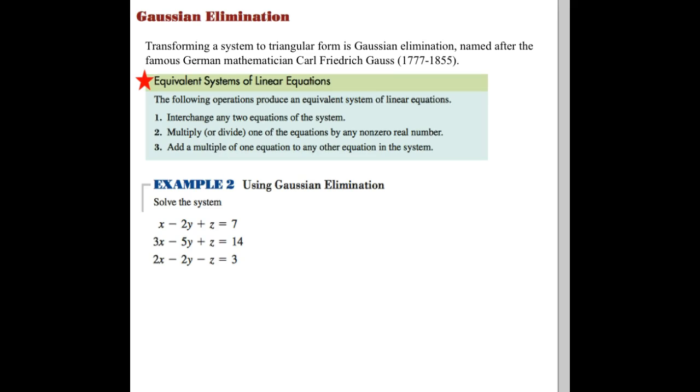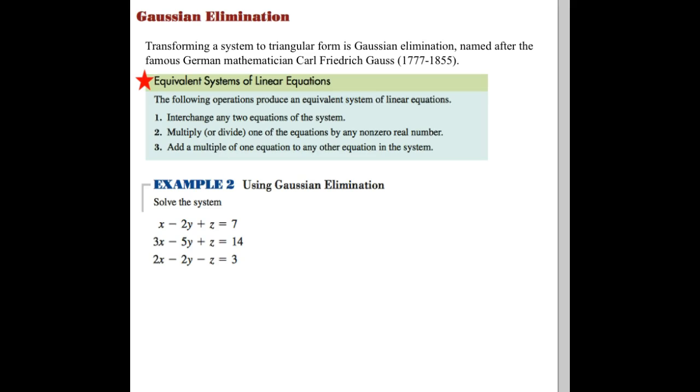So the idea of getting it into triangular form is called Gaussian elimination. So it's that same elimination process that we used with two variable systems, but it's named after Carl Friedrich Gauss, who came up with this plan. The things that we are allowed to do to convert our system into this triangular form.